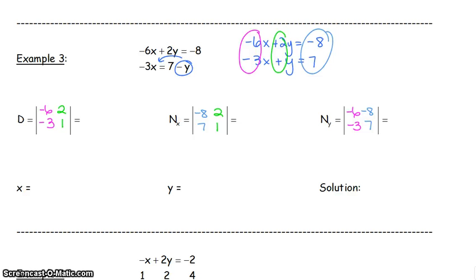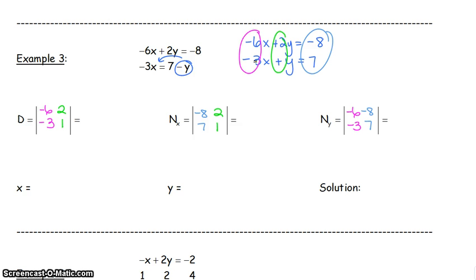So your D should be -6, -3. The second row should be 2, 1. N sub x is -8, 7, 2, 1. N of y is -6, -3, -8, 7. Now some of you may have also gotten rid of the negatives with the first one because yes, technically in standard form you have no negatives. That's fine as long as everything else is the opposite.